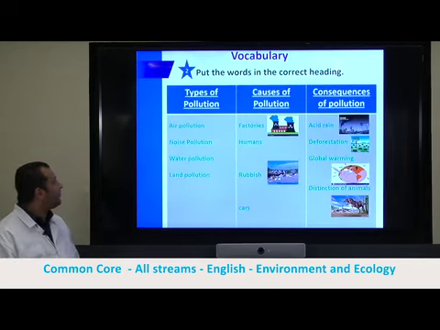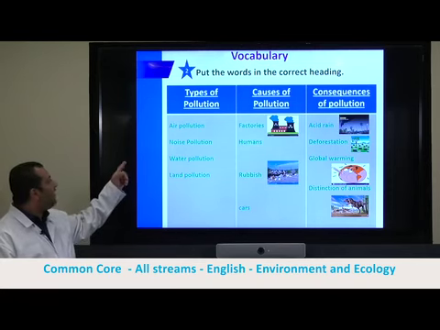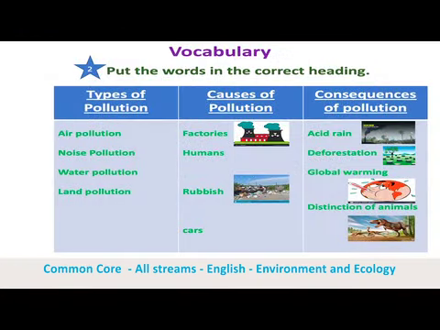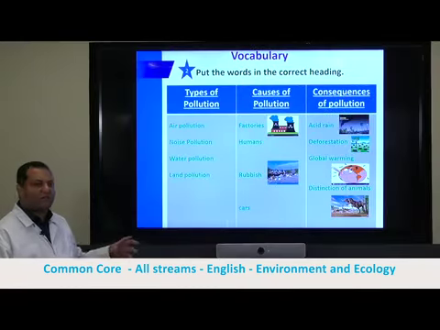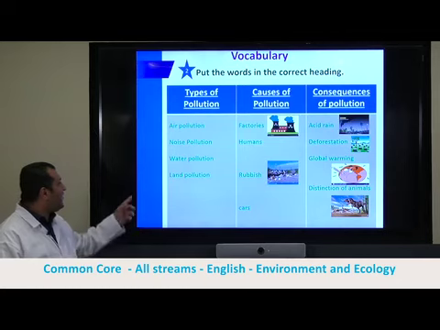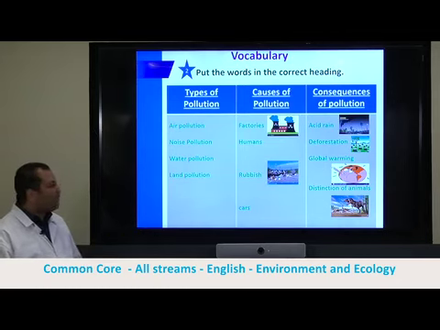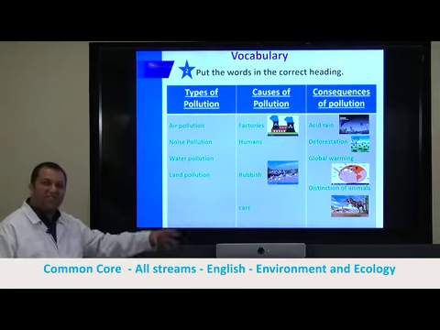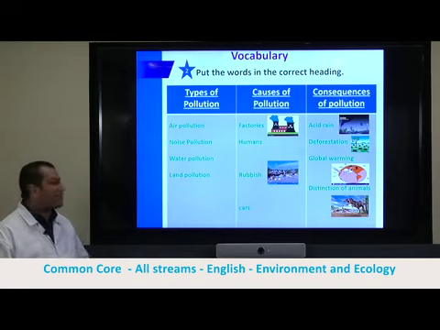Let's correct. Types of pollution, we have air pollution, like the smoke, for example, given off or emitted from factories and from vehicles, it causes air pollution. Noise pollution, water pollution, rivers, seas, oceans, etc. And land pollution, throwing rubbish in the streets causes land pollution, etc.